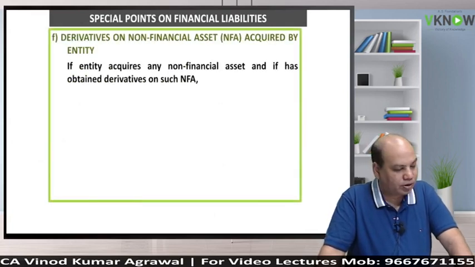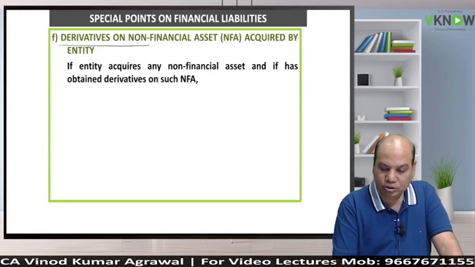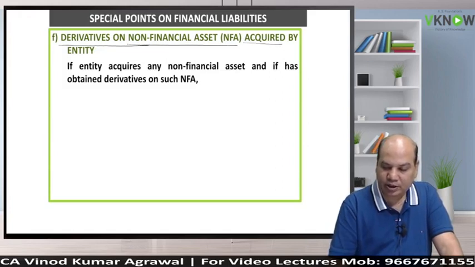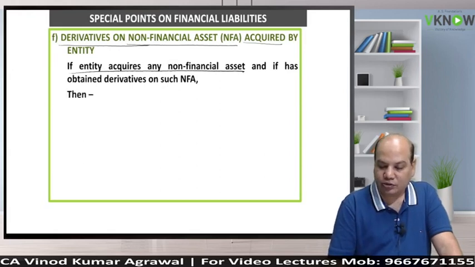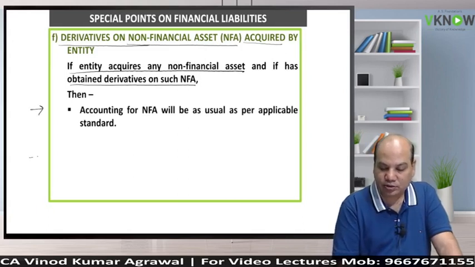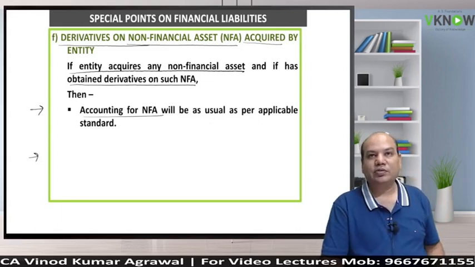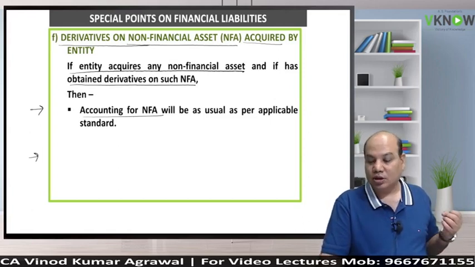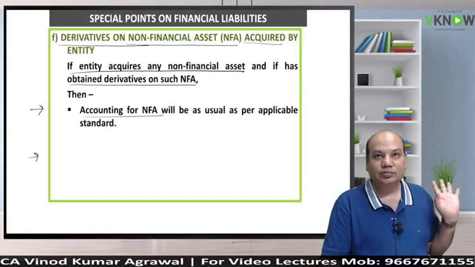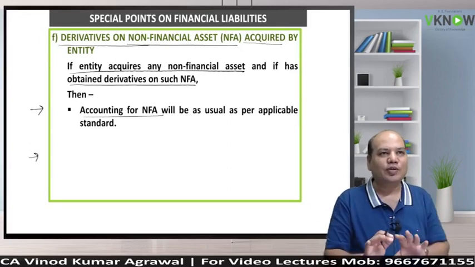Next is derivative on non-financial asset acquired by the entity. If an entity has acquired any non-financial asset and it has also got a derivative on it, then in that case there are actually two contracts. One, NFA, non-financial asset. Let's say you have purchased a machine and you have also got some put option on that. So the machine will be accounted like a machine under Ind AS 16. No change in the accounting of that machine.